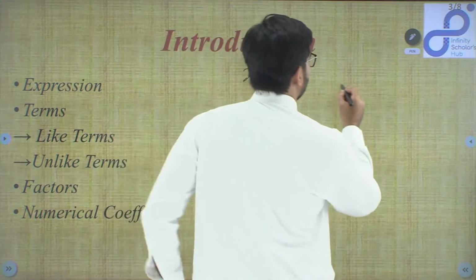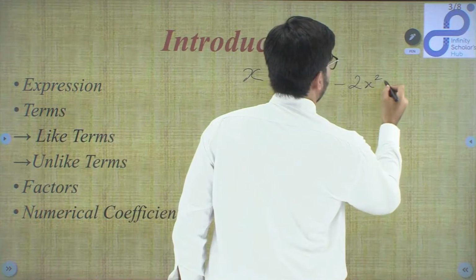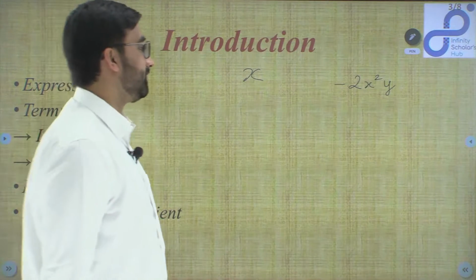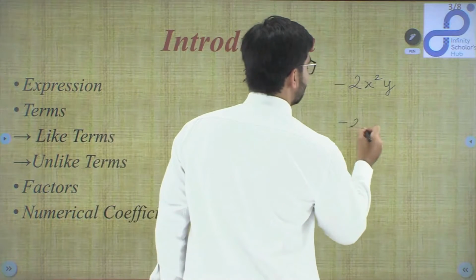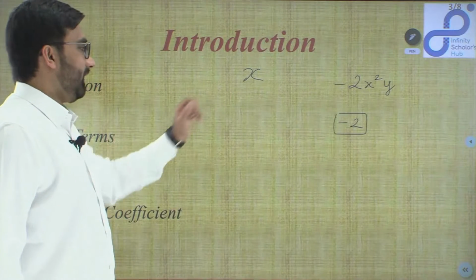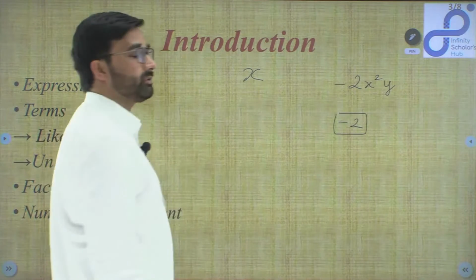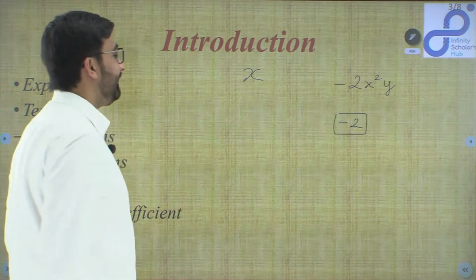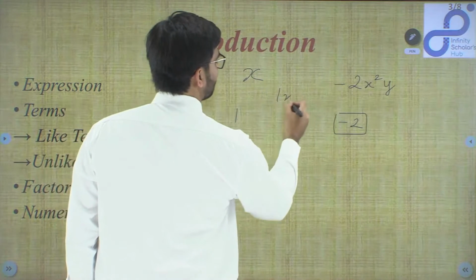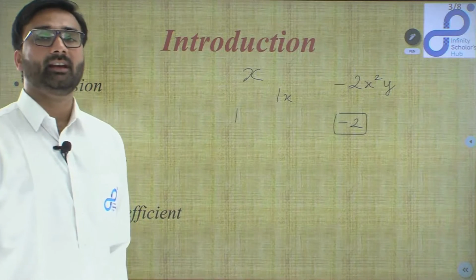See, if I give you -2x squared y, okay, if I ask you the numerical coefficient of this term, so your answer will be -2. ठीक है, your answer will be what? -2. If I tell you what is the numerical coefficient of this x, so the answer will be 1, because जब मैं x लिखता हूँ it actually means 1x, correct? हम x यानी क्या लिखते हैं? 1x.